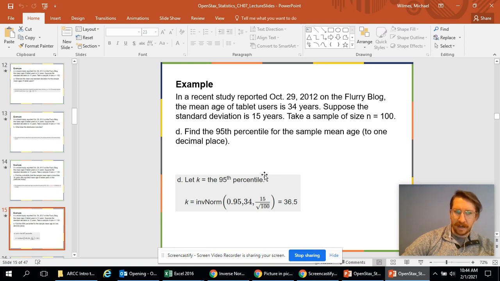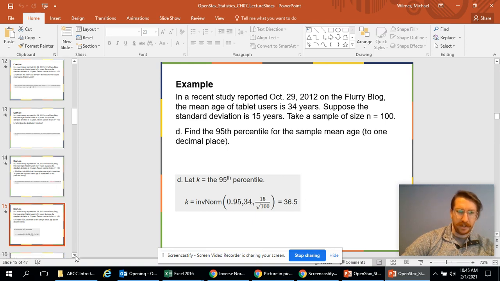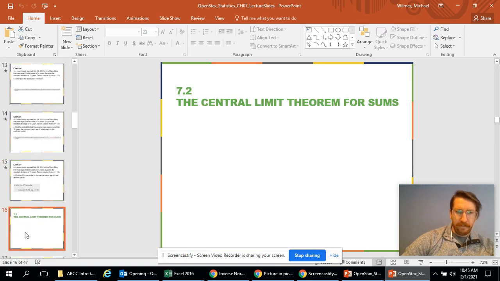All right, that is our lesson on the central limit theorem. And next we'll move on to 7.2.